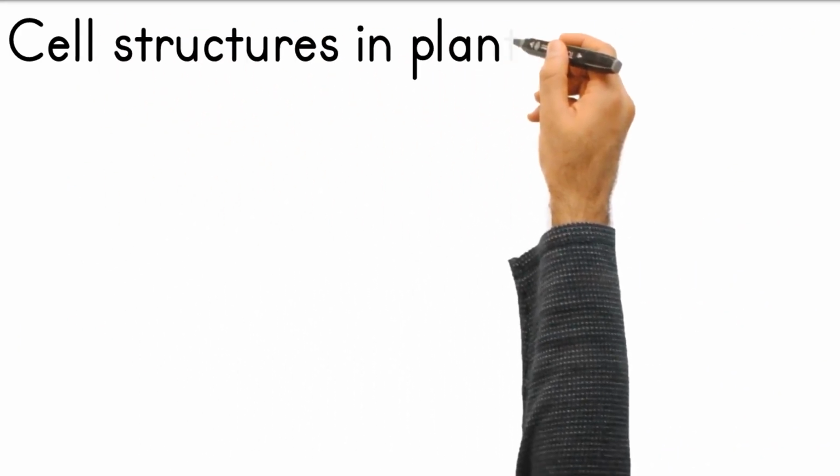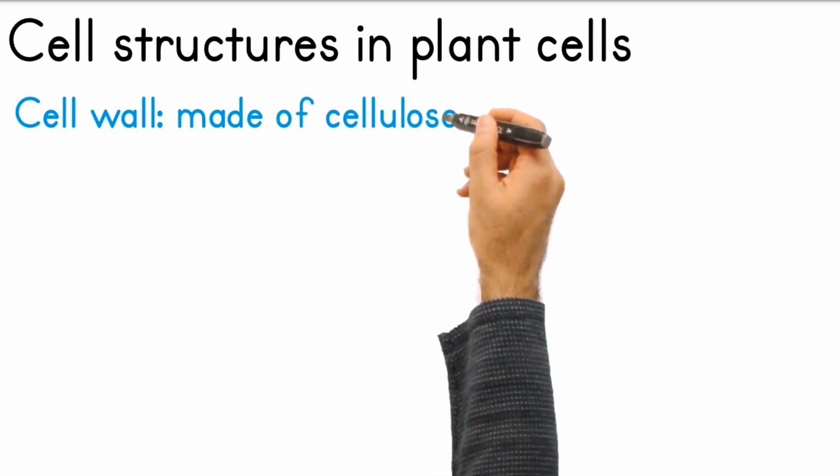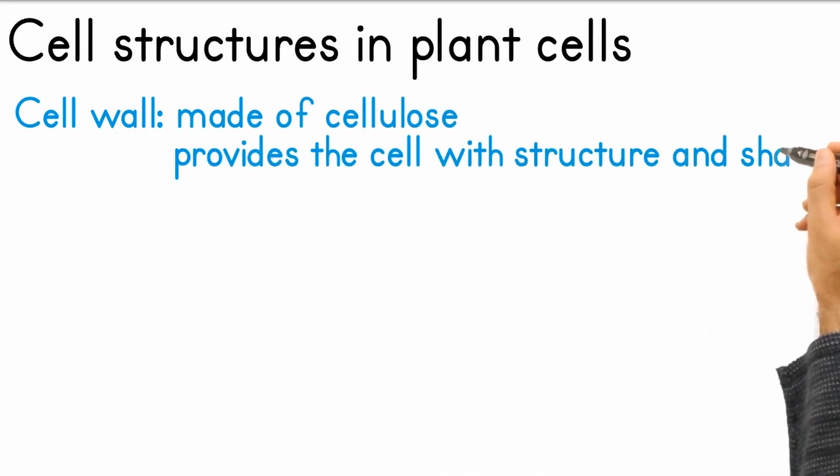Cell structures in plant cells. Cell wall. Plant cells have a cell wall made of cellulose, which provides the cell with structure and shape.